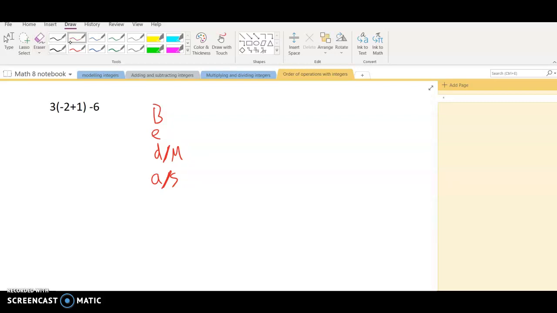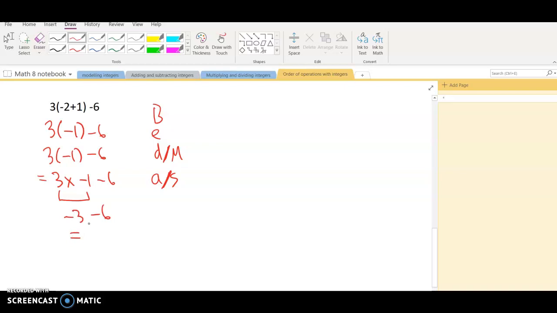Okay, so 3 times (negative 2 plus 1) minus 6. First we're going to do the bracket, so that's 3 times negative 1 minus 6, because negative 2 plus 1 is negative 1. Then you're going to do this multiplication, which is negative 3, and then minus 6. Negative 3 minus 6, if you remember from our adding and subtracting integers, becomes negative 9. Okay, and last question.